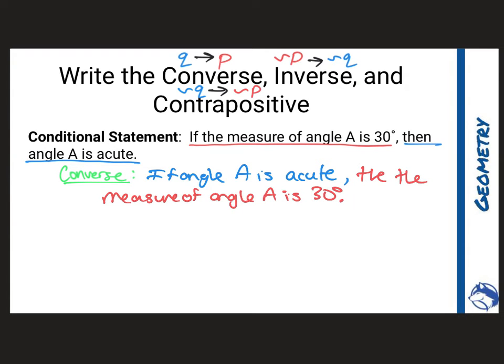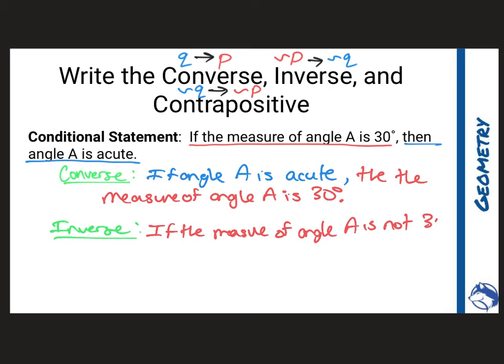So that's the converse. Now I'm going to do the inverse, which is where I make it the opposites. So I'm going to start with my P. So if the measure of angle A is not 30 degrees, then angle A is not acute.